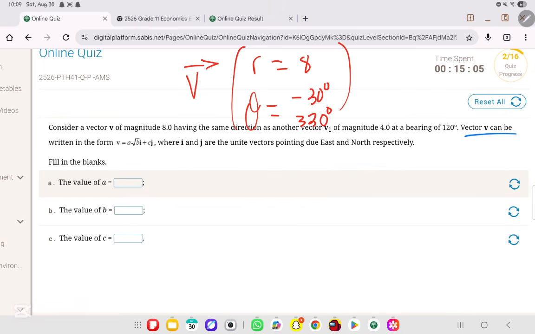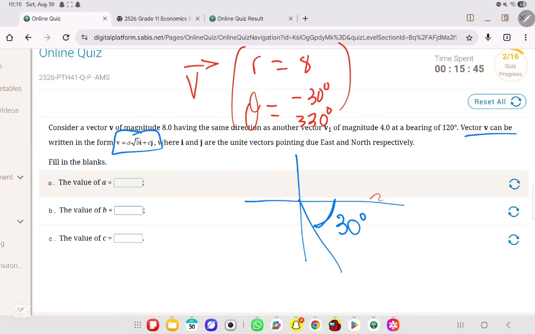They told us vector V can be written in the form of V equals this, where I and J are unit vectors pointing due east and north, respectively. Now, if you want to solve it using the triangle method, you can, of course. What does the triangle method mean? Because look, this was what we had over here, right? And this is our theta. Our theta is 30 degrees.